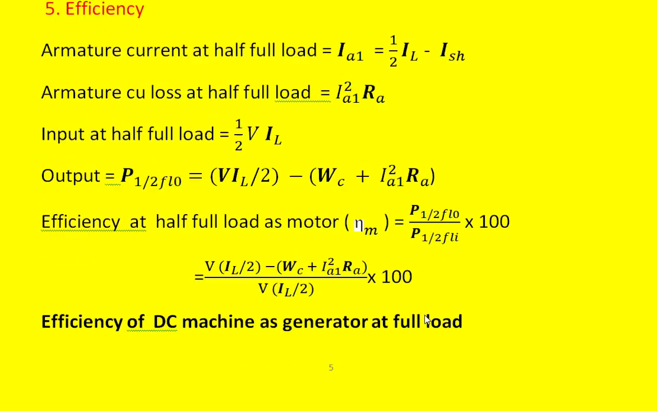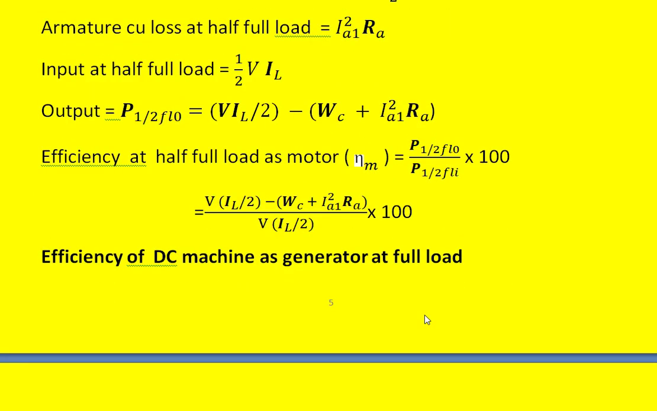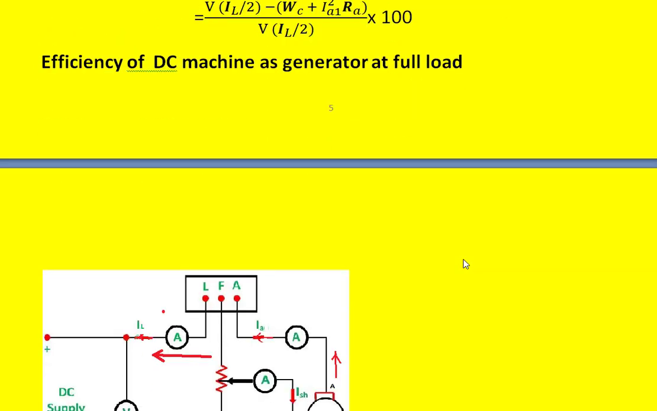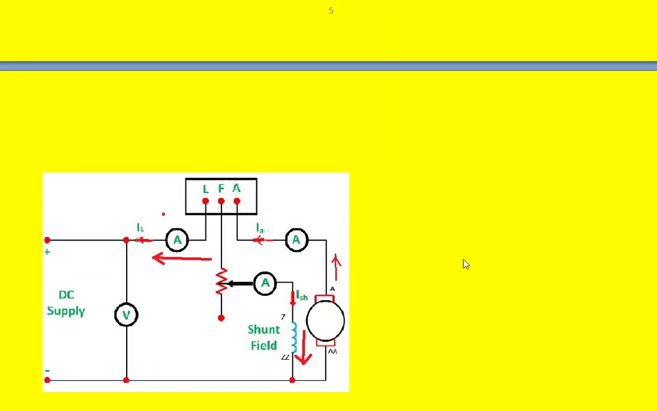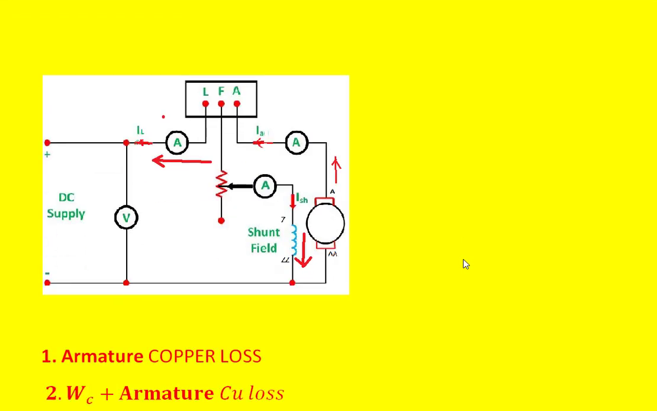Now let us go to the second case, that is, if this DC machine acts as a generator and supplies full load current to the load. So in this case also we have to draw the diagram first to apply this method. So for generator, this is the generator armature, which generates the voltage and finally supplies the power to the load.